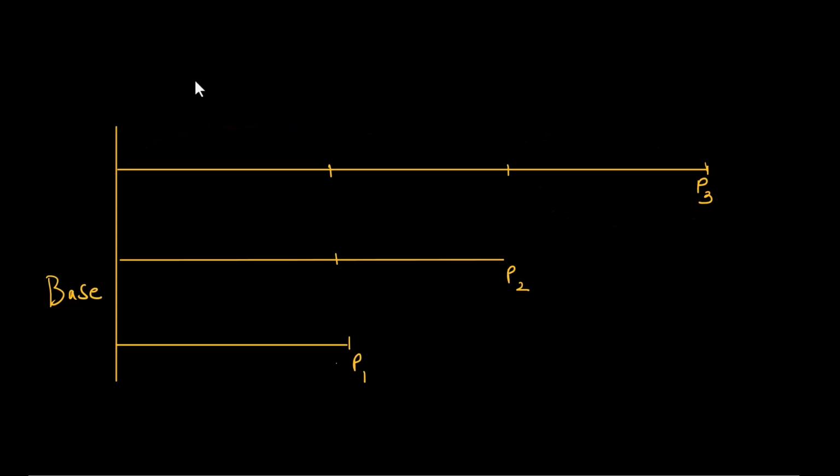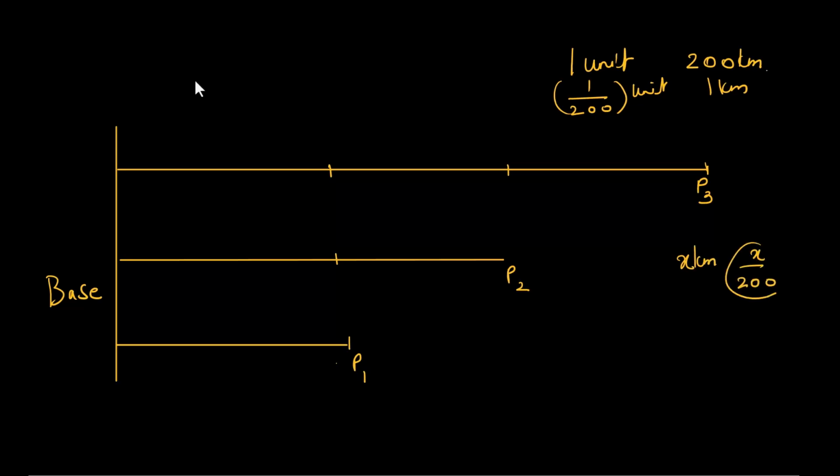If you have understood it, good. So what I know is that 1 unit of fuel takes me 200 kilometers, which simply means that to travel 1 kilometer, I need 1 by 200 unit of fuel. And what does that tell me? That tells me if I had to travel X kilometers, then I will need X by 200 units of fuel.